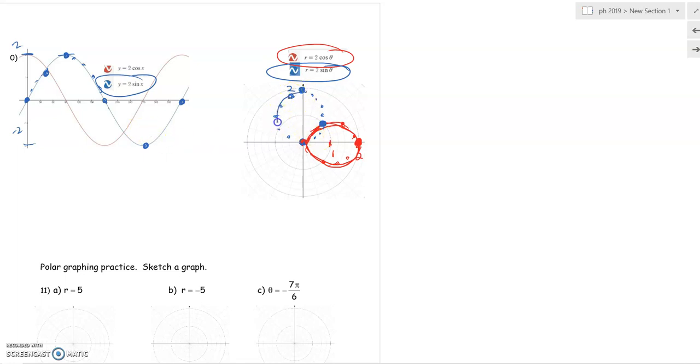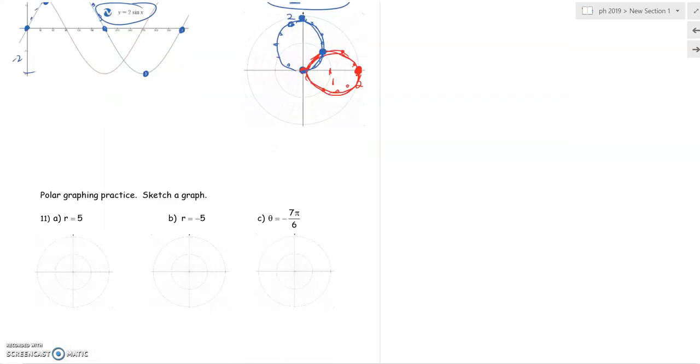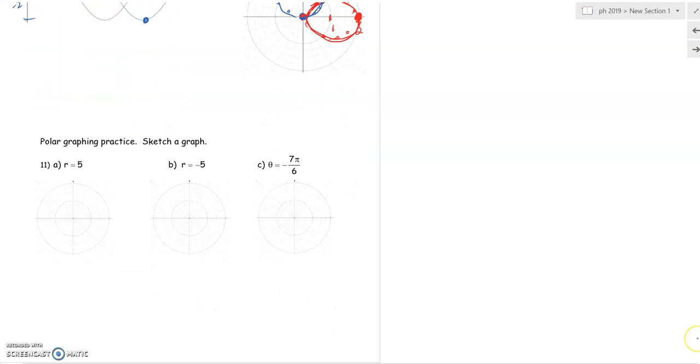Okay, let's do a couple examples. If we're going to practice a little bit, go ahead and stop the video and see if you could fill in the graphs for 11A, B, and C. Okay, so let's see how you did.